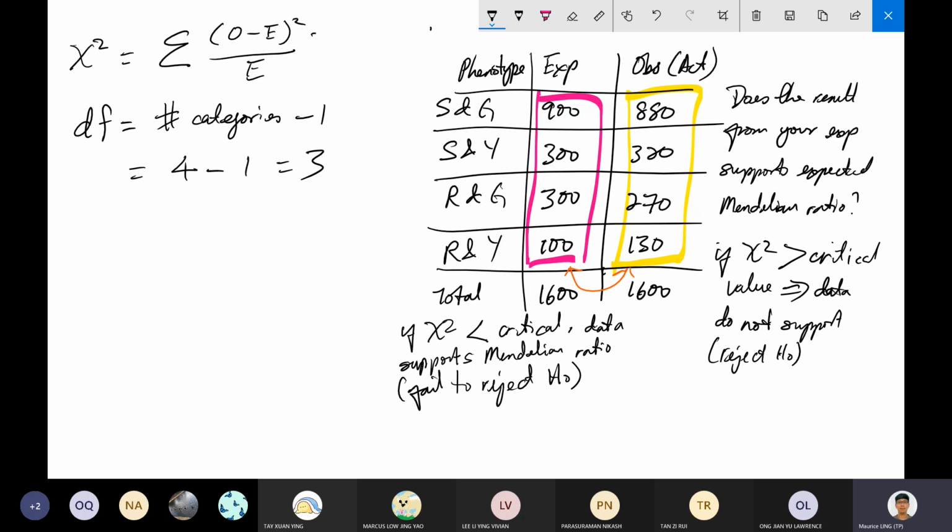Now, chi-square statistic. Somebody help me open the door.